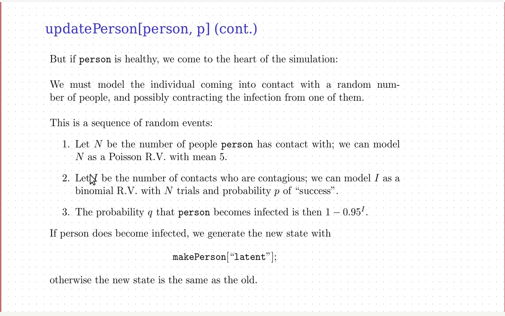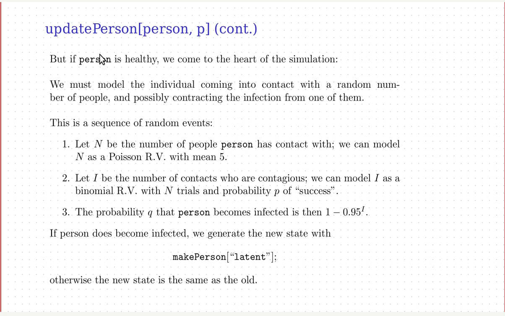Okay, finally, the heart of the simulation. How do we model a healthy person possibly becoming infected? Right. So, in order to become infected, you have to have two unlucky things happen. You have to come into contact with an infected person, and you actually have to contract the infection. Right. Even if you come in contact with an infected person, you're still most likely, as we saw, we're assuming there's a 95% chance that even if you come in contact with an infected person, that you won't become infected, right?